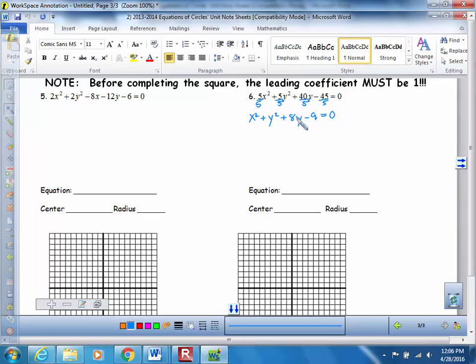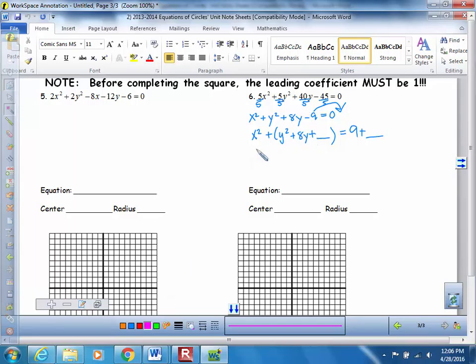Then I want to identify which terms go together. I only have one x, so this would stay x squared. Then I would put plus parentheses y squared plus 8y. Then I'm going to have to put plus blank because I'm completing the square. Then I actually want this 9 to be moved over. So when I move it over, it becomes a positive 9. Since I'll only have one blank on my left-hand side, I would only have one blank on my right-hand side.